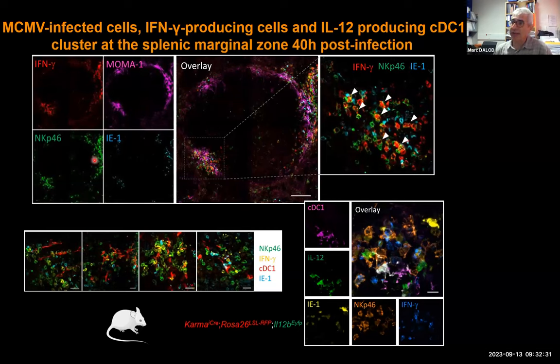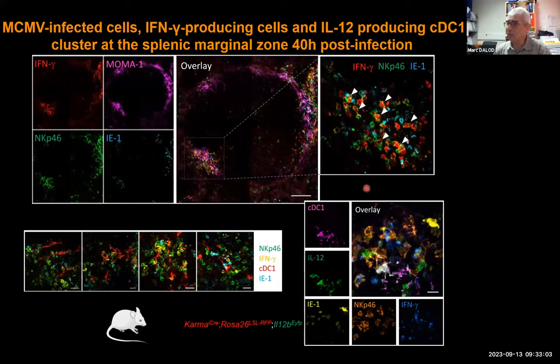We stain for NKp46, which is a specific marker for NK cells, and IFN gamma to look at NK cells producing IFN gamma. And you can see that there is a strong colocalization of virus infected cells in the marginal zone together with NK cells expressing IFN gamma, which is shown here. It's zoomed here. You see very nice clusters where you have infected cells in blue, in tight proximity with NK cells in green, many of them expressing IFN gamma in red.